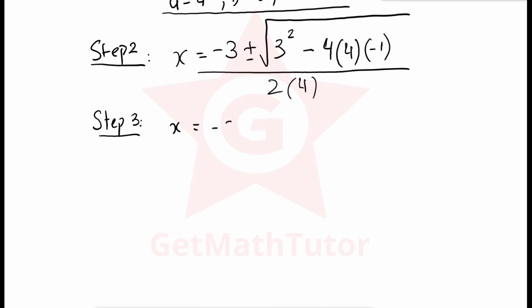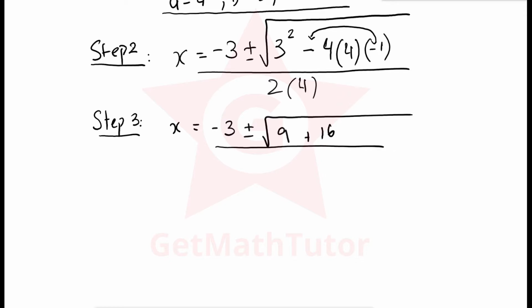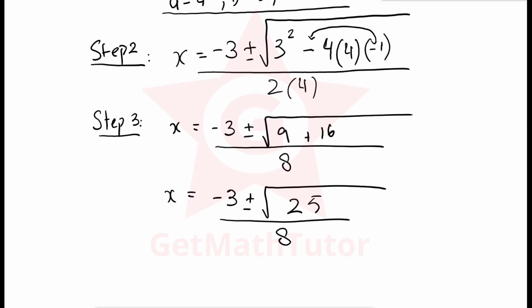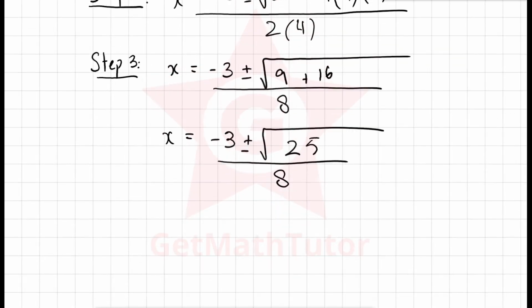So this will be minus 3 plus minus the square root of 3 squared, which is 9, minus 4 times 4, which is 16. And because there is minus minus, which is multiplied, it will become plus. So it will be plus 16, divided by 2 times 4, which is 8. And now we will further simplify it. So x equals minus 3 plus minus the square root of 16 plus 9, which is 25, divided by 8.